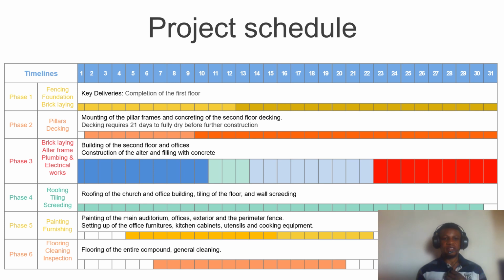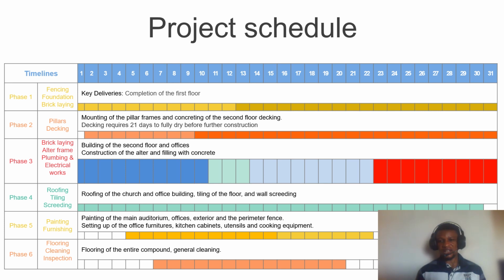phase 2. Now phase 2 includes erecting pillars on the foundation to mount the second floor, because the project will be 2-floor. And so mounting of pillar frames and concreting of the second floor decking. Once the pillar frame is erected, they will have to be filled with concrete, with all those iron bars inside the pillar. And then the next step is to wait for the pillar to dry, say about 7-10 days for that. And then once the pillar is dry, the decking is placed on the pillar. So the decking takes another 21 days.